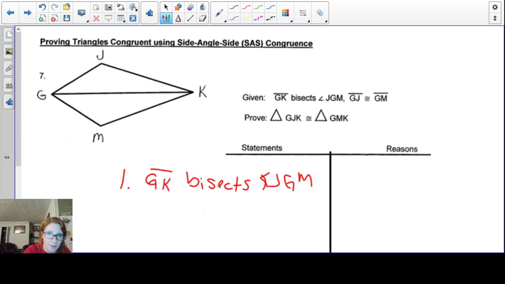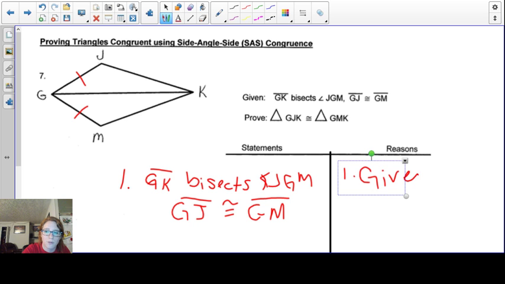I also have that GJ is congruent to GM. So I don't have that GJ is congruent to GM on there, so I'm going to put that on there. I'm going to physically mark up the picture myself because I need to show what I'm missing. So I've used that part, but have I talked about that bisect part yet?